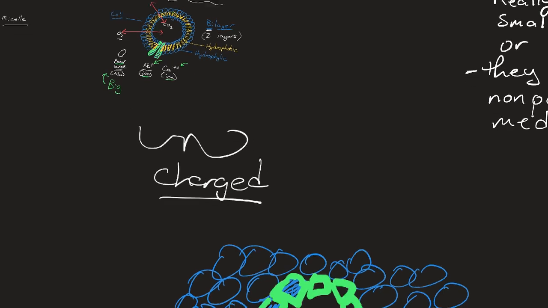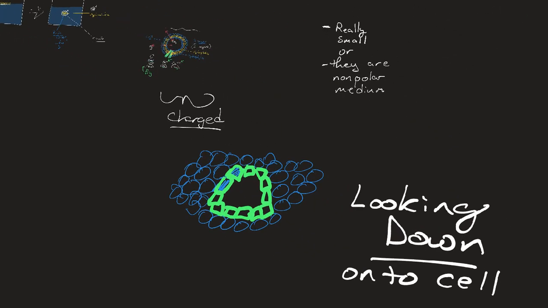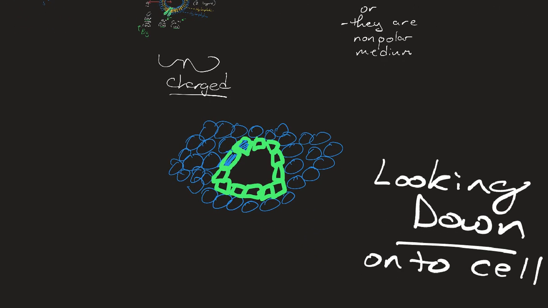So when you look down on it, what this does is it makes a hole. Do you see it? Okay, so that's inside. So things can now go into that cell from the outside.